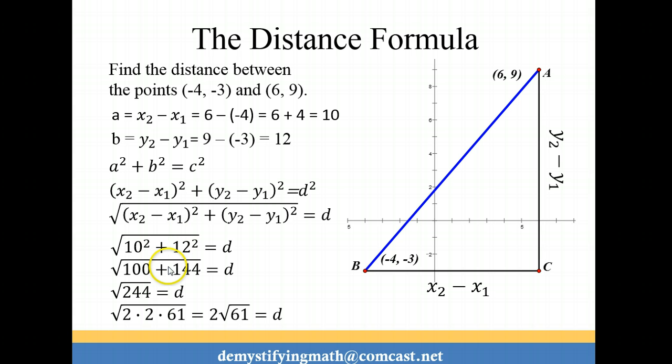Then we're going to square, so we have 100 plus 144. Next we add, and the last thing you do is take the square root. So we had to write 244 as a product of prime numbers. So it's 2 times 2 times 61. And the square root of 2 squared is 2. And we have square root of 61 left as our distance in between our 2 points.